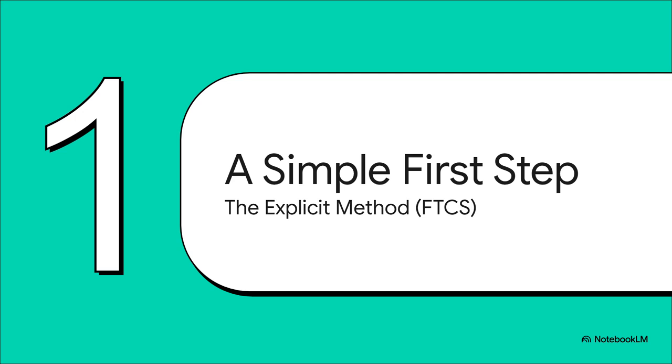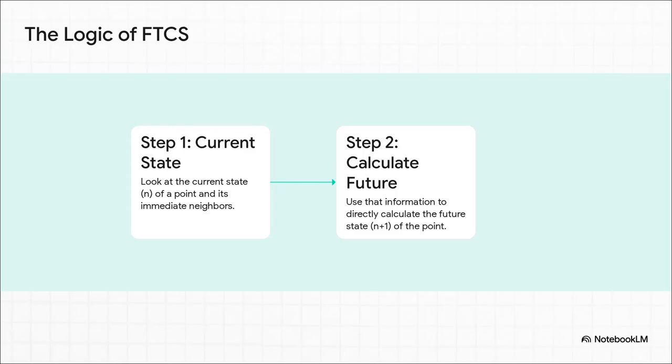Well, the most natural, most intuitive way is with something called the forward time central space method, or FTCS. We're just going to call it the explicit method. And it's exactly what it sounds like: direct, straightforward, simple. The logic here is pure common sense. To figure out what some point is going to be like in the next moment, you just look at what it and its neighbors are like right now. You take all the information you already have from the present, you plug it into a formula, and boom, you calculate the future. It's a one-way street moving from the present to the future.